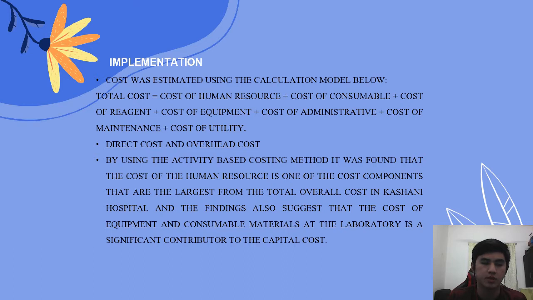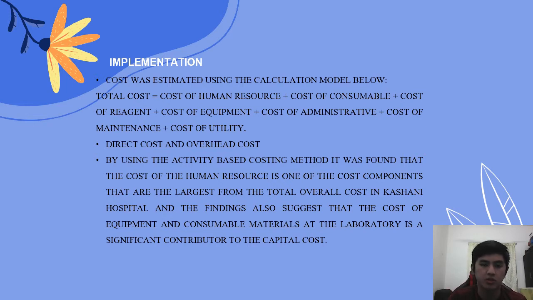Next is the implementation. Cost was estimated using the calculation model as below. Total cost equals cost of human resource plus cost of consumable plus cost of reagent plus cost of equipment plus cost of administrative plus cost of maintenance plus cost of utility. There were two types of costs used in the study, which are the direct cost and overhead cost. Direct costs involve human resource, consumable, reagent and equipment, while overhead costs involve administrative, maintenance, and utility.